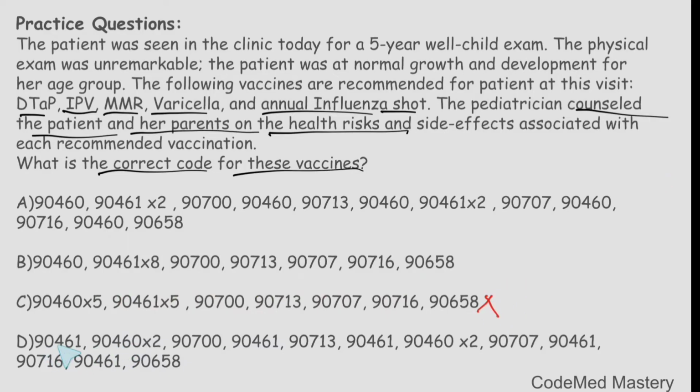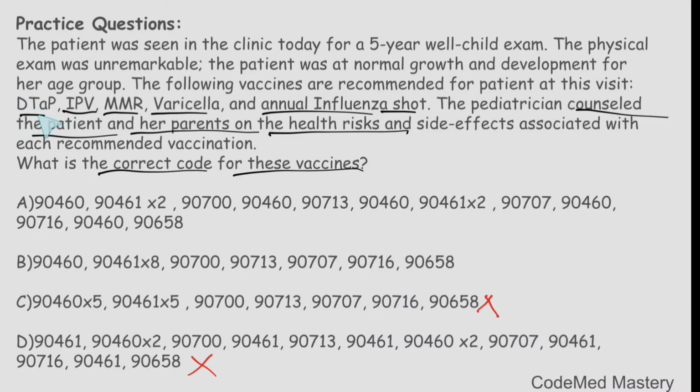In option D also you can check. They have mentioned 90461, 90460 into 2. But we are never supposed to multiply 90460. Okay, so we'll eliminate that option. Now we are left with option A and option B.